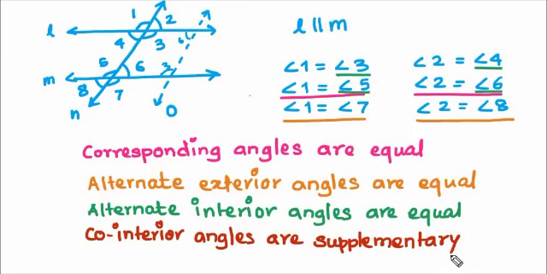So we have seen that the angles made by a transversal of parallel lines possess some special properties. The corresponding, alternate exterior and alternate interior, these three pairs are equal, and the co-interior angles are supplementary.